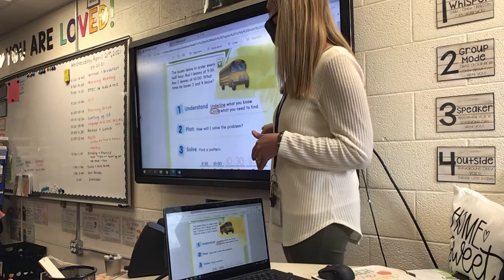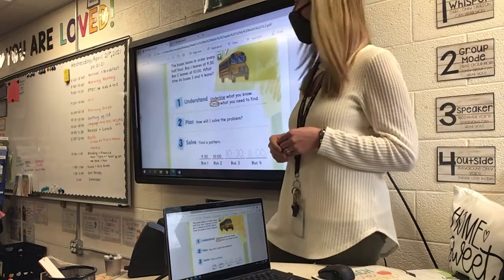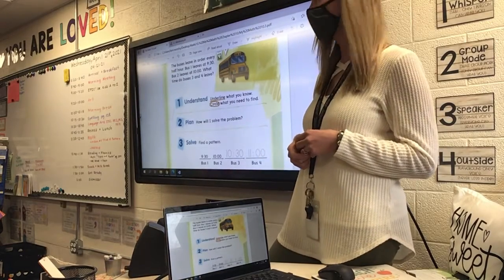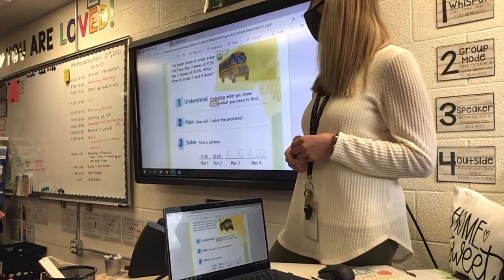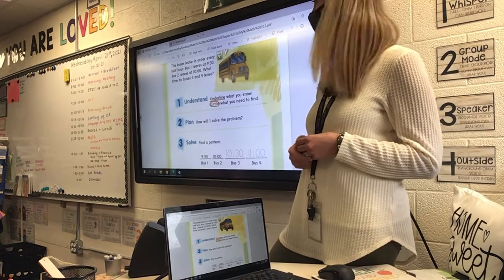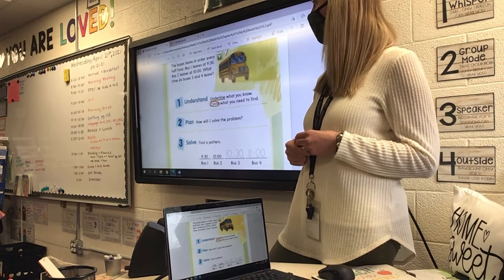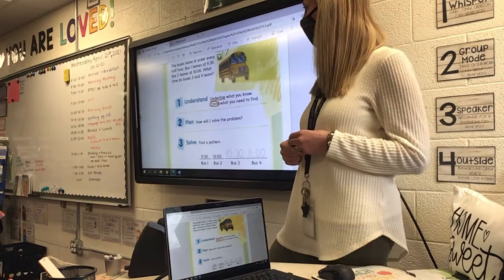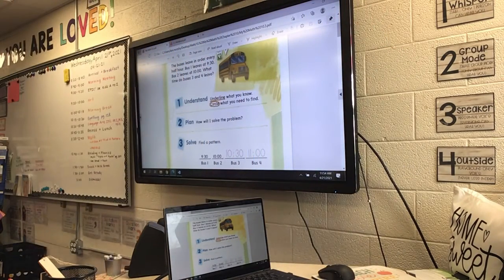we're going to look at this problem. The buses leave in order every half hour. Bus 1 leaves at 9:30. Bus 2 leaves at 10. What time do buses 3 and 4 leave? So the first thing we're going to do is we're going to always understand.